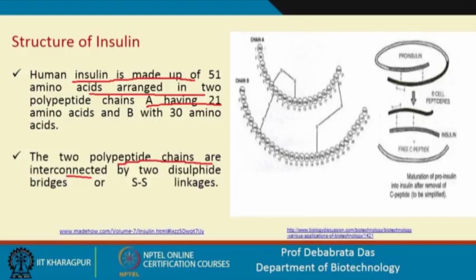The two polypeptide chains are interconnected by two disulfide bridges, what we call S-S linkage. This is how the two polypeptide chains are linked with each other. This is how the formation is there.